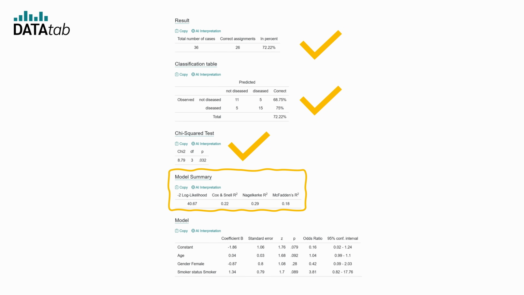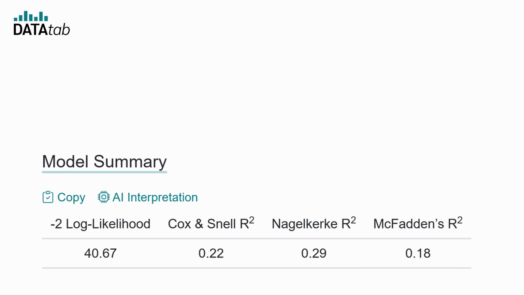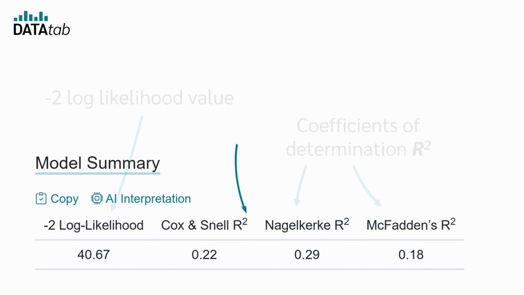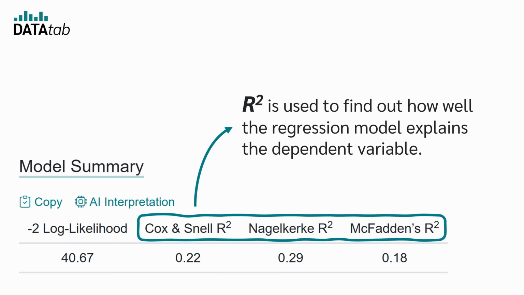Next comes the model summary. In this table, we can see on the one hand the -2 log likelihood value, and on the other hand, we are given different coefficients of the determination R squared. R squared is used to find out how well the regression model explains the dependent variable.